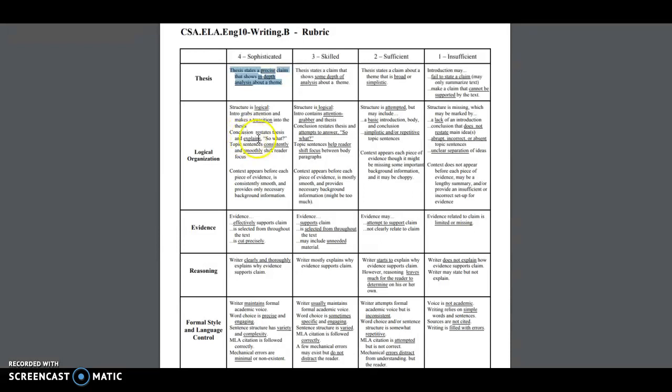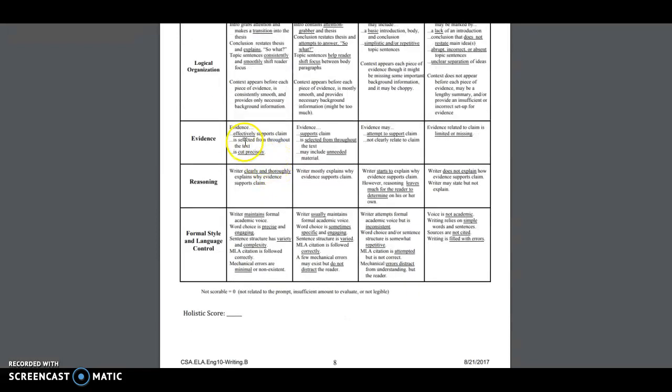All right. Conclusions need to restate the thesis and explain the so what, like why is this important, why do I care. We'll talk about that a little more in detail. Topic sentences consistently and smoothly shift reader focus. That's going to take some practice. Just make sure that you have your topic sentences and try your best to transition between each one.